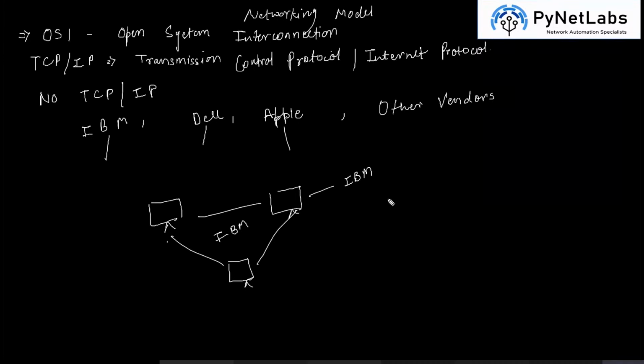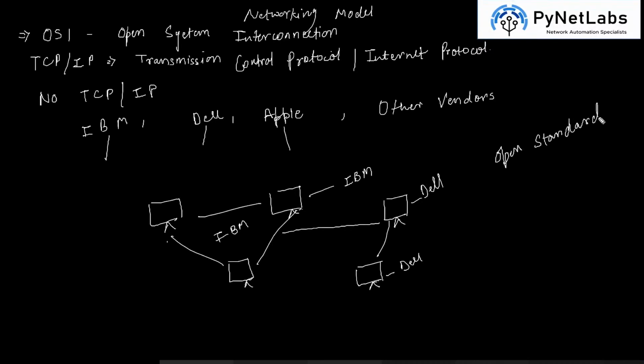But let's say now there are two other PCs which are not manufactured by IBM, but are from Dell, and they have their own networking model. Now, if you want to connect these three PCs with these two, it would be a really complex networking thing. So to avoid all this complexity, there was a need for an open standard networking model.